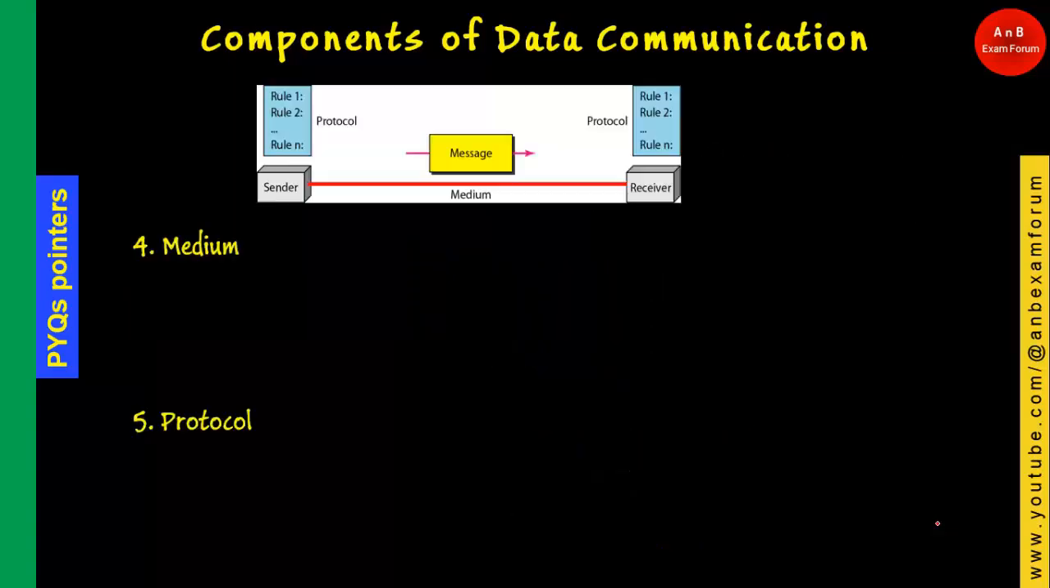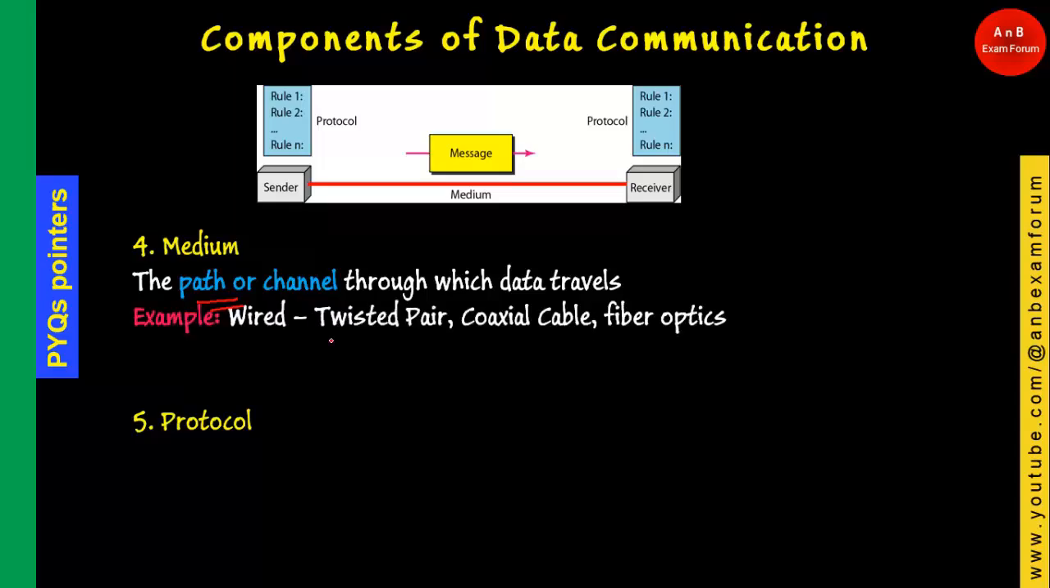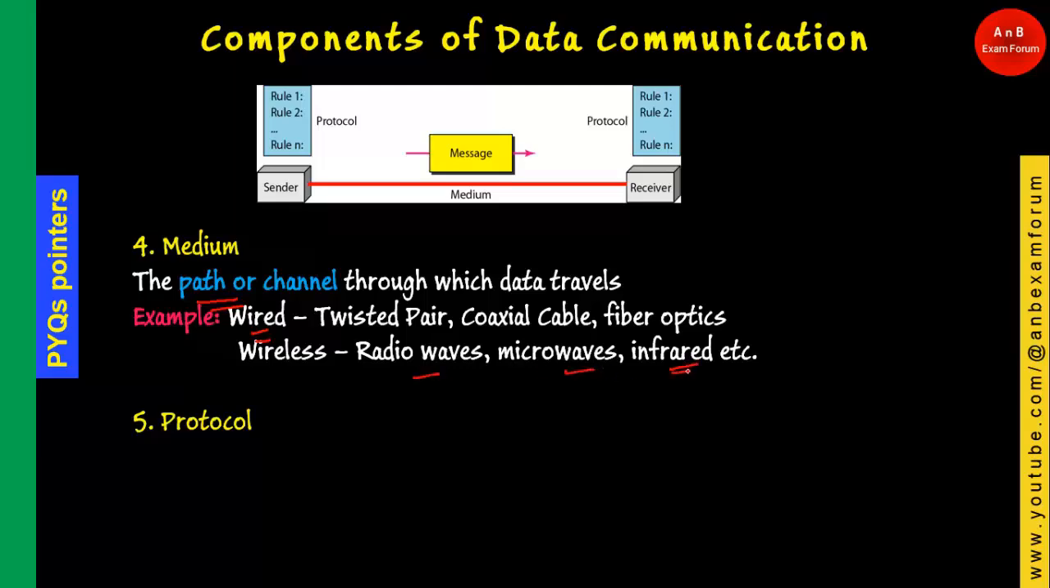Okay, the next one is a medium. Okay, sender has transmitted the message on what medium? It is a path or channel. Okay, what do I mean by path or channel? Path or channel can be a wired one, for example, twisted pair, coaxial cable, fiber optics, or it can be wireless like radio waves, microwave, or infrared. Okay, so once the sender has sent a message on the medium, the message will travel in this particular channel. That channel could be wire or wireless.